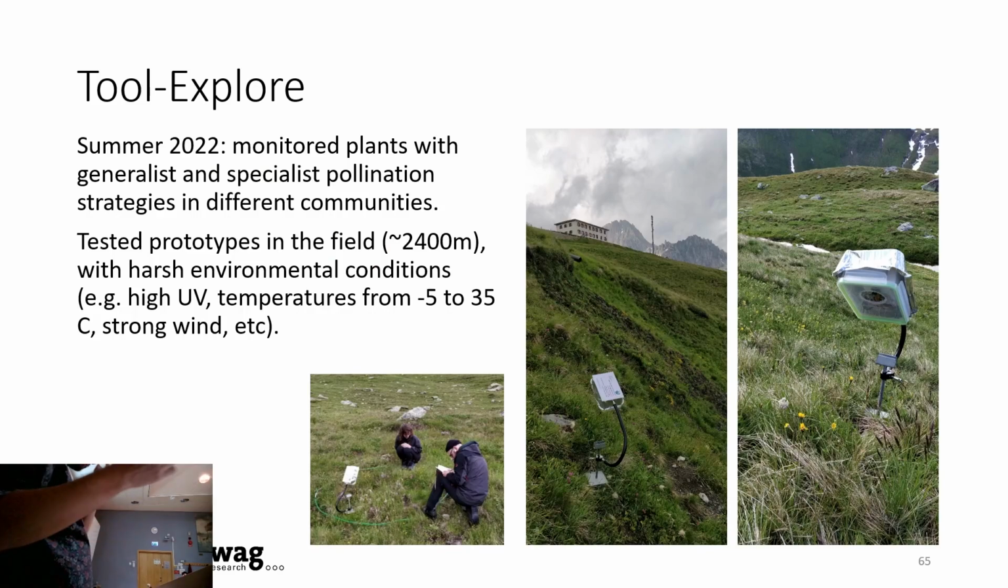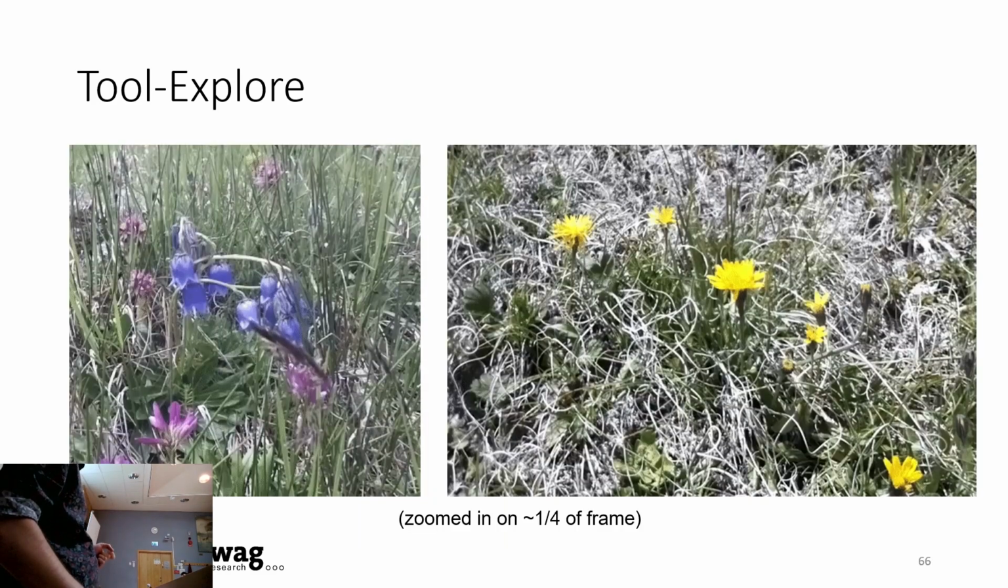Right, so these are some pictures of our deployment. We tested our prototypes in relatively harsh field conditions. It's around 2,400 meters. There is high UV, so it discolors everything that it touches, and it hardens rubber, plastic, and a lot of other things. And the temperatures ranged from -5 to 35 degrees, and there are very strong winds all the time, basically. So the system needs to be quite rugged.